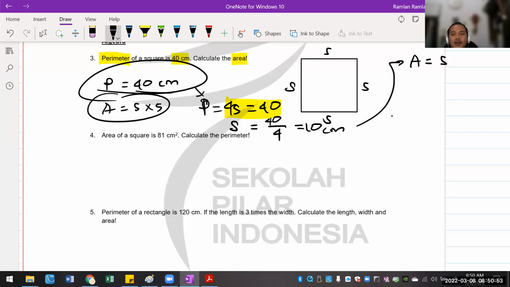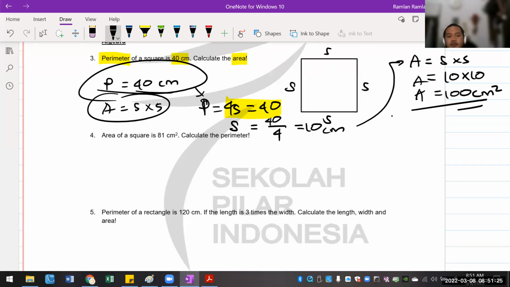The formula of area is s times s. And since we know that the s is 10, it's just 10 times 10, which equals 100 centimeters squared. So again, guys, writing down the information given from the question is very crucial. We need to understand the systematic way to solve any kind of problem, and this is how. Any question for number 3?